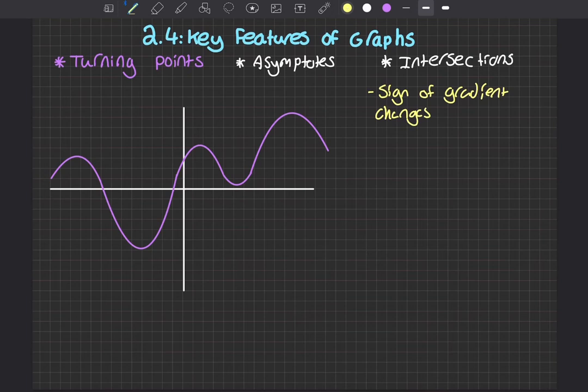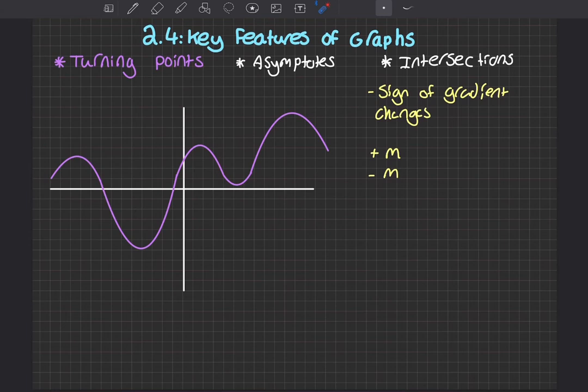And what does that mean? Well, a positive gradient, so let's say plus m, where m is the gradient, is when the graph is increasing. So when it's going from down to up, when it's increasing, right? And a negative gradient, so negative m, is when the graph is decreasing. So it's going from up to down.